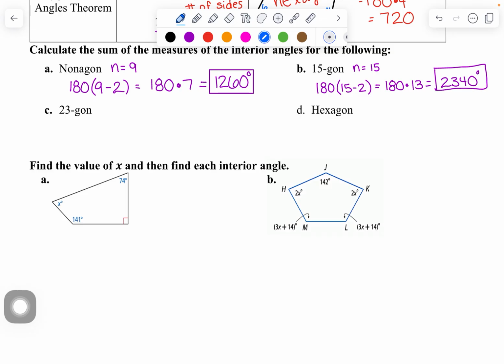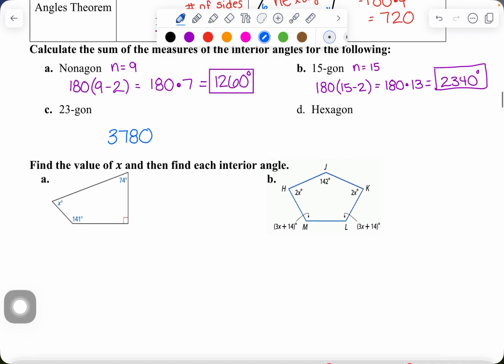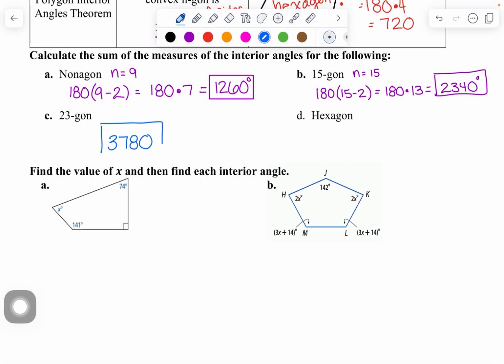Okay, you should have gotten 3,780 for the 23gon. And technically the hexagon we did above, 720.